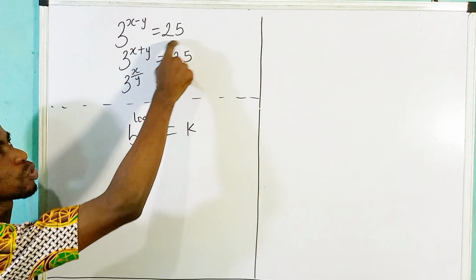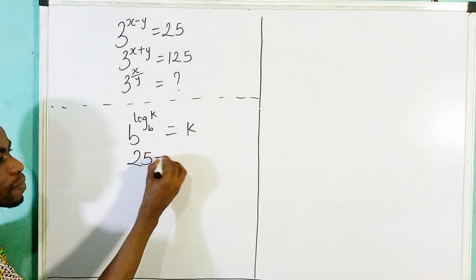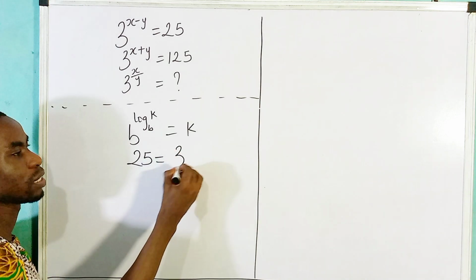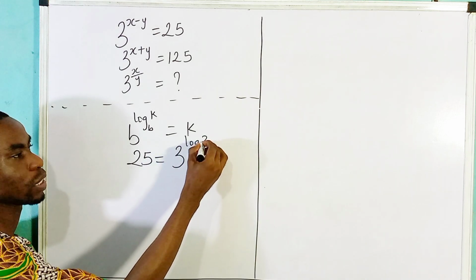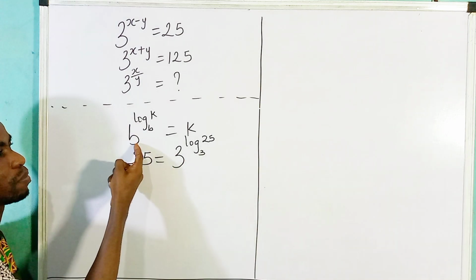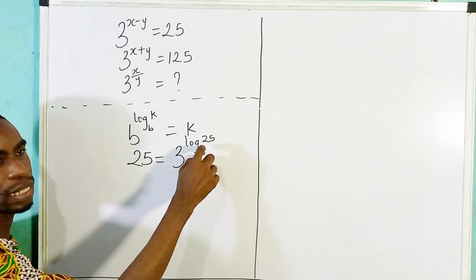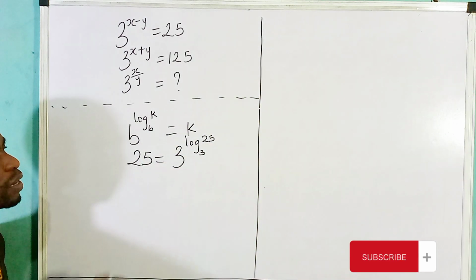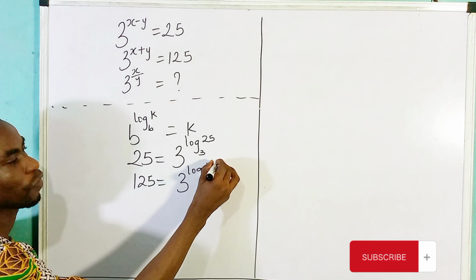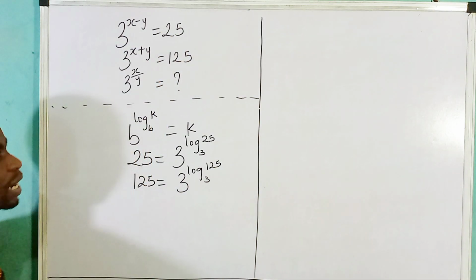So I'm just going to rewrite 25 and 125 using this idea. 25 is the same thing, because we are looking at the base 3, as 3 to the power of log 25 base 3. You see that we have 3 here, 3 here, the same thing b, and then we have k, and everything is equal to k. So everything is equal to 25. In the same way, I can write 125 as 3 to the power of log 125 base 3. Now, I can rewrite what I have as my question.